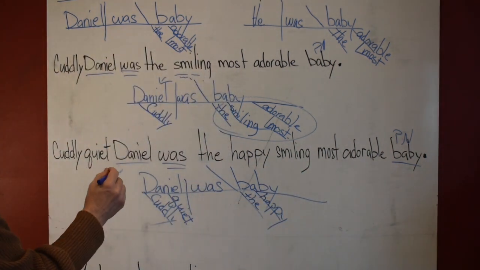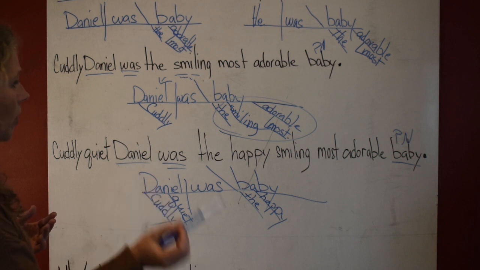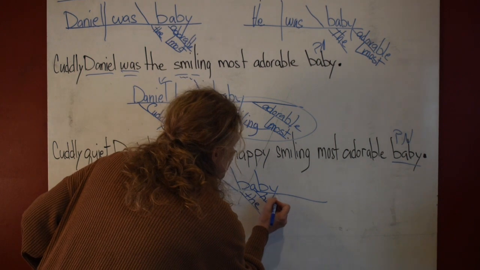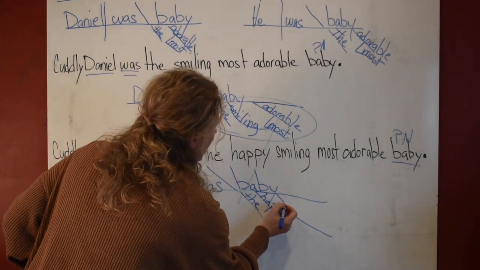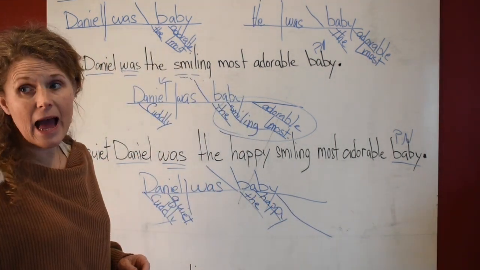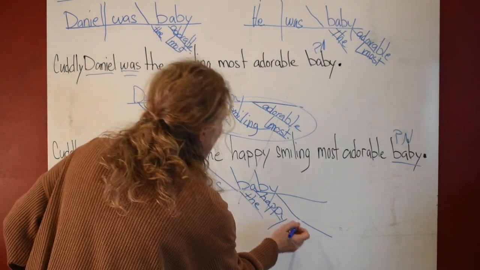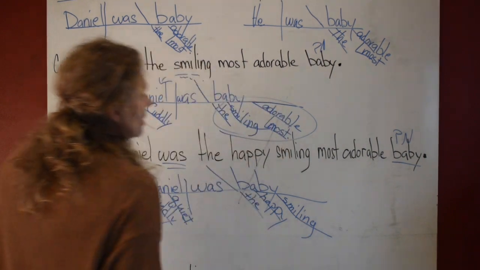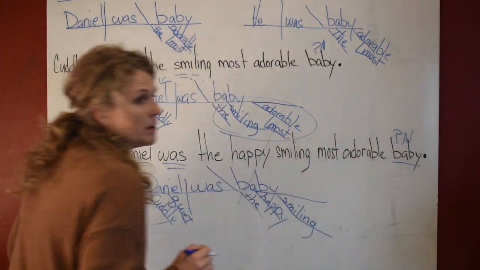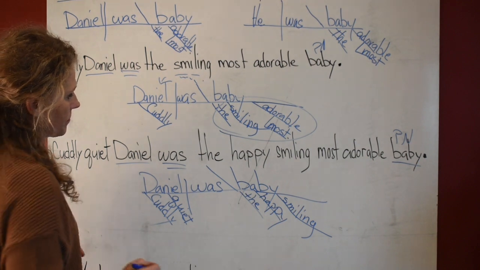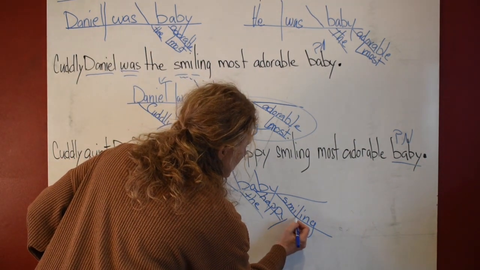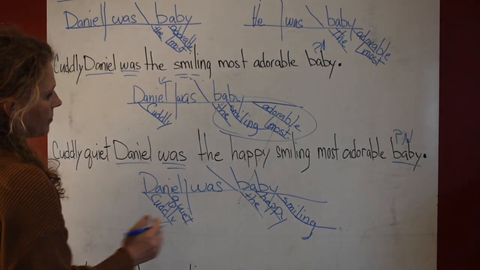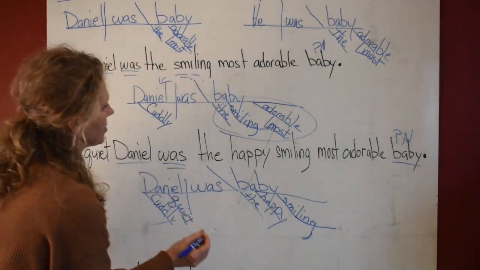All right, so smiling, what's smiling describing? A present participle. Oh, nice. It's a present participle acting as an adjective describing baby. Does that make sense? My line's kind of funky. It should probably be more like that. It's kind of hard to write like this while trying to get you guys to see.